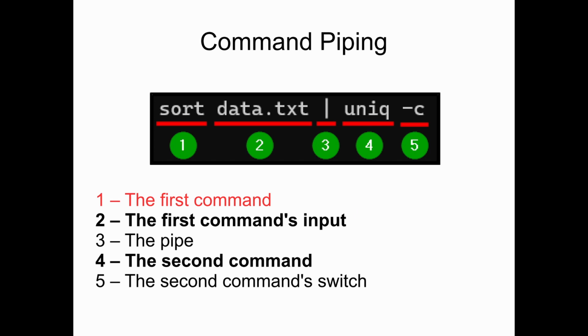This is the first command, sort. This is the input argument for the sort command, the data.txt file. The pipe character instructs the system to use the output of the first command, sort, and use it as the input for the second command. The second command is Uniq, and this switch on the Uniq command will return a count of each line in its output. The file input, which is usually required for the Uniq command, is absent, since it will be piped into the Uniq command from the sort command output.